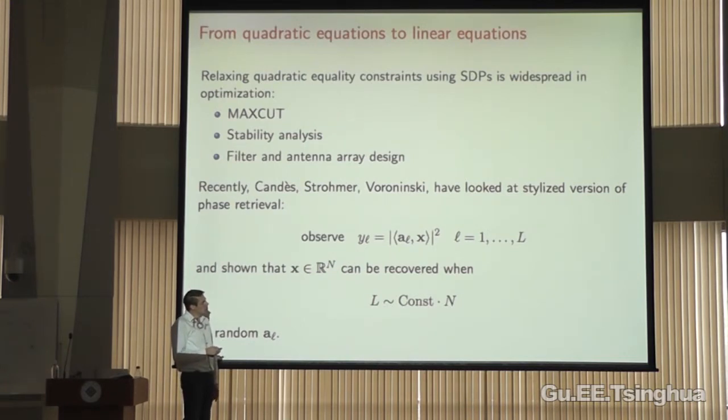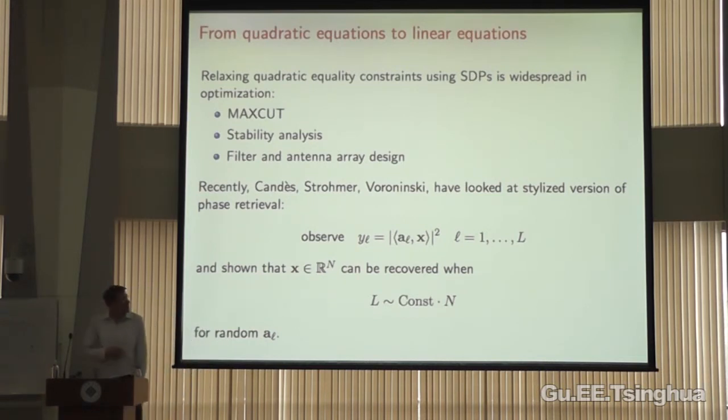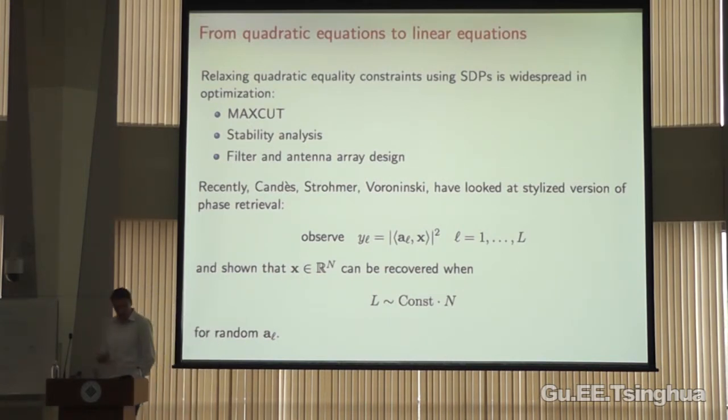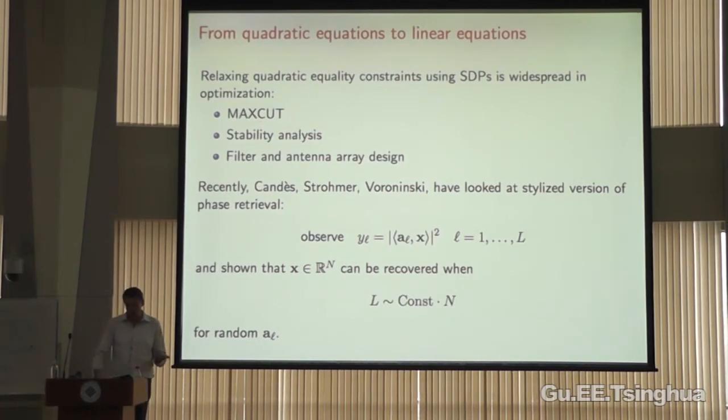So what they can show is that I can rewrite a problem like this as a linear measurement on XX transpose. In fact, it's the Frobenius inner product of A_l A_l transpose with XX transpose. So I have a series of measurements of a rank 1 matrix, and what they could say is that if these A_l are generic, so random vectors, when L is on the order of N, I can recover X by solving a low-rank recovery problem, by solving an SDP. And so that's nice. I can only see the magnitude of things, and yet I can recover X. Okay, so that's one result.